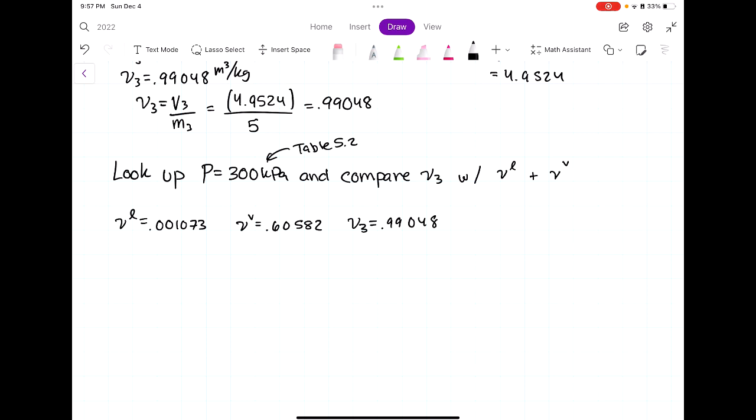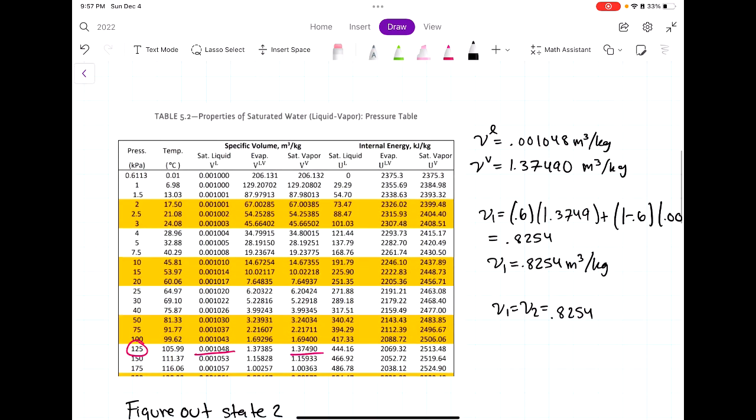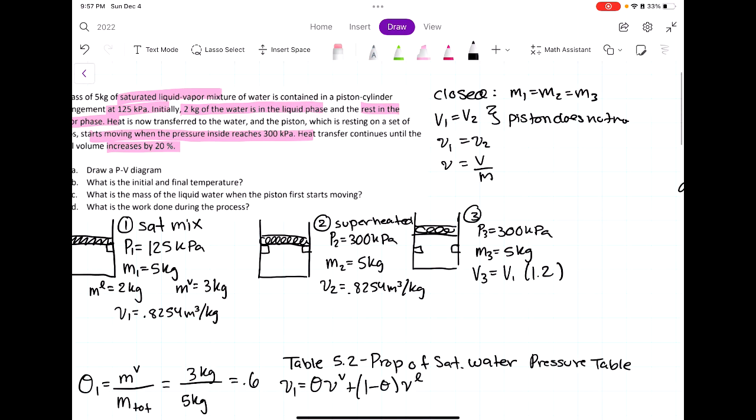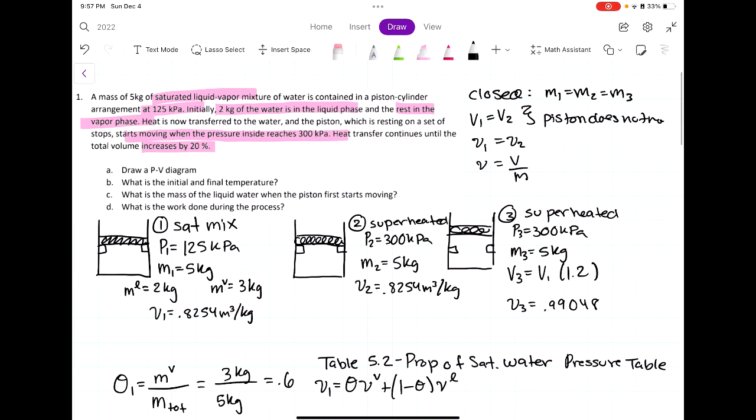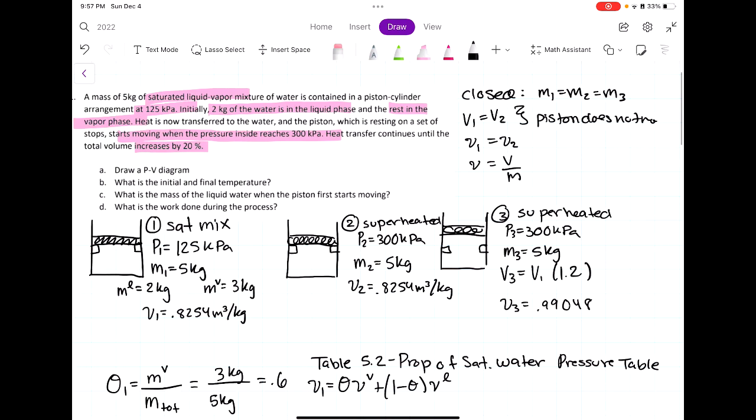0.99048. We see that our specific volume is greater than the specific volume at the saturated vapor, so that means that state 3 is superheated. So I'm going to go ahead here and label it superheated. And also, I'll put the value for specific volume at 0.99048.